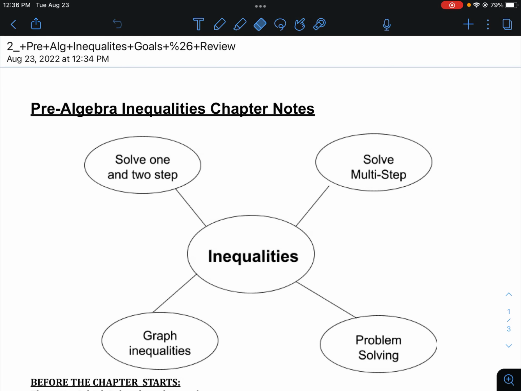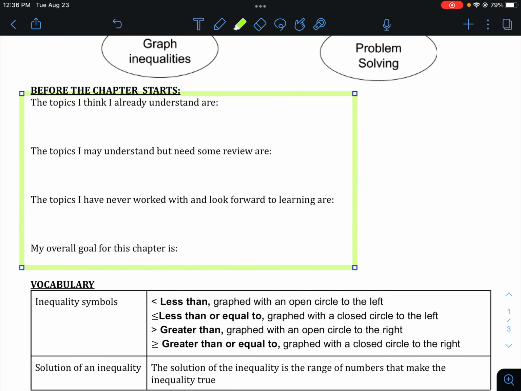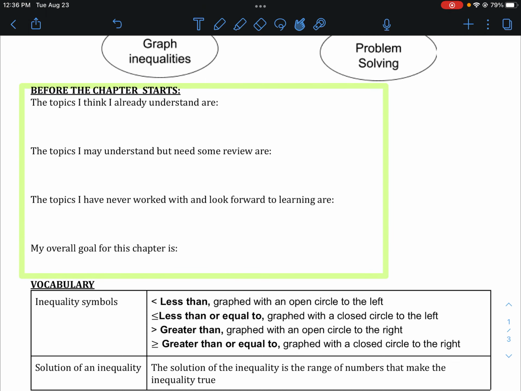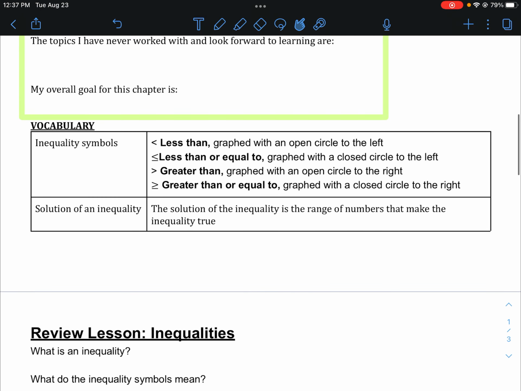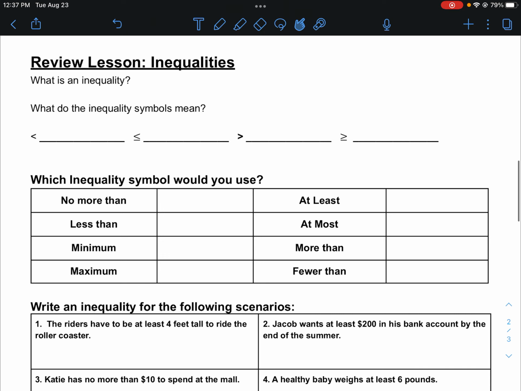Okay, so today for part of your e-learning assignment, you're going to read through the top of this next chapter called Inequalities, and then you are going to fill out your chapter goals. So before the chapter starts, just like we did prior to equations, you are going to fill out the topics you think you understand, the topics you think you need to review, maybe some topics you've never worked with, and the overall chapter goal. The vocabulary is pretty short this chapter and listed below, and then we're going to get started with this review lesson.